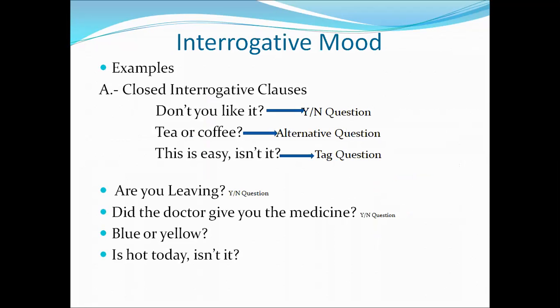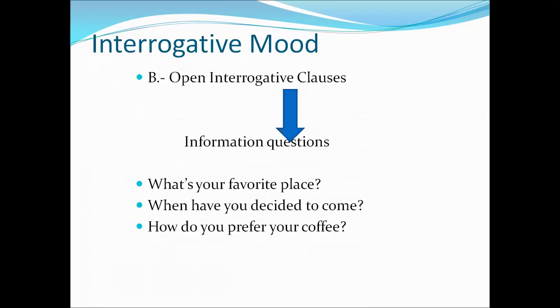So these are interrogative mood. You can see some examples. Yes-no question, it's very simple, right? Don't you like it? Yes-no question, right? Do you like tea or coffee? Alternative question, right? And tag question. It's easy, isn't it? Tag questions. Again, yes-no question you can see. Did the doctor give you the medicine? Blue or yellow? Isn't it? These are alternative and yes-no questions.